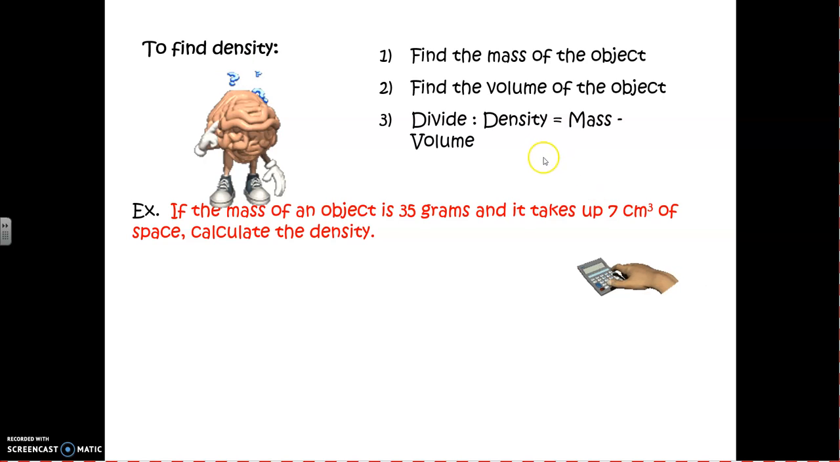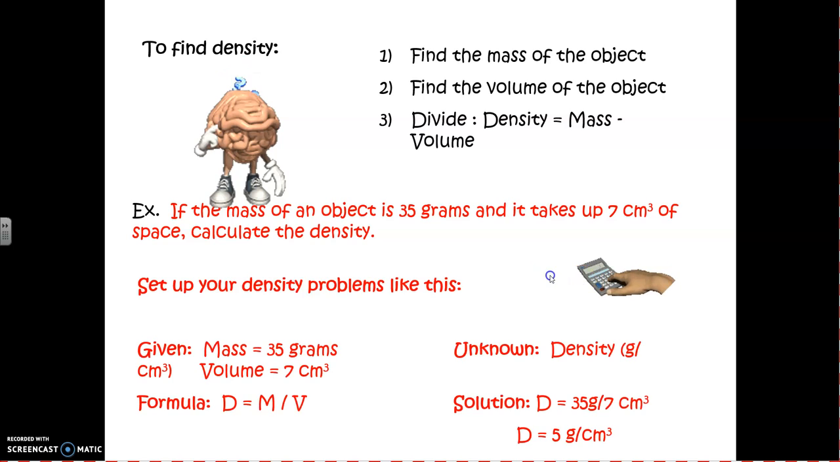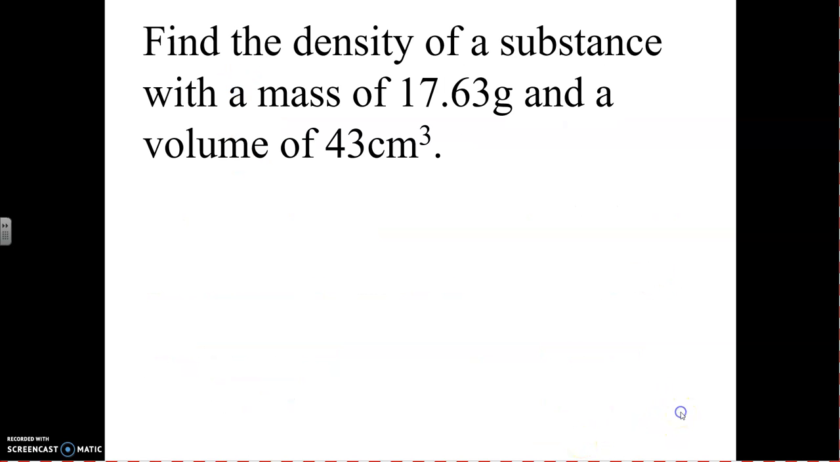Let's do a practice problem. Remember, you're going to find the mass, find the volume, and then divide. If the mass of an object is 35 grams and it takes up 7 centimeters cubed of space, calculate the density. Okay, to do this, we need to identify what we're given, figure out our formula based on what our unknown is, and then do the math. So we're given the mass, we're given the volume. Our unknown is density. So we're going to do density equals mass divided by volume, plug in our numbers, and we get 5 grams per centimeter cubed.